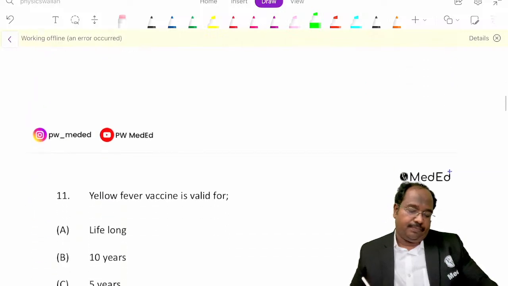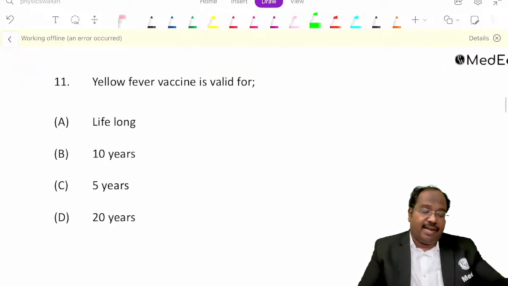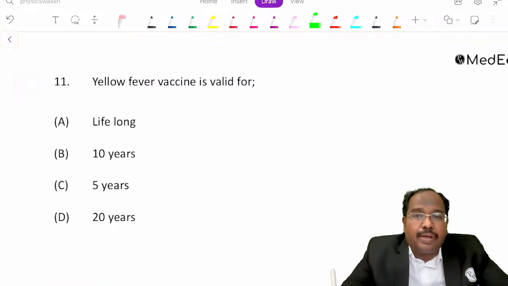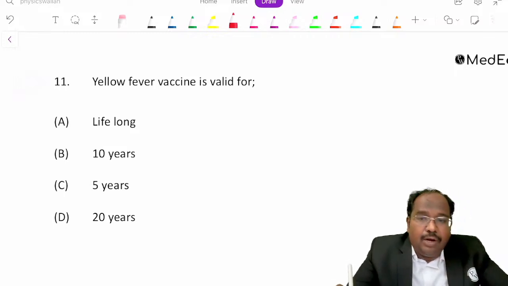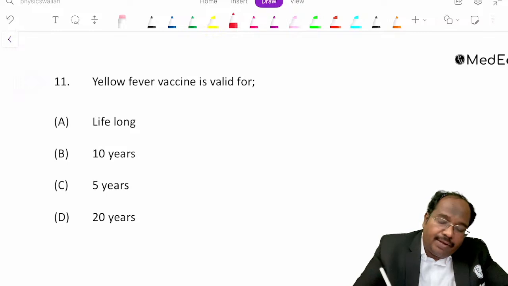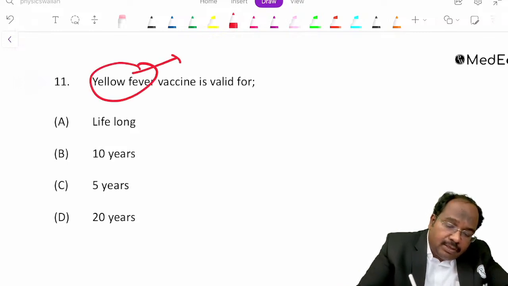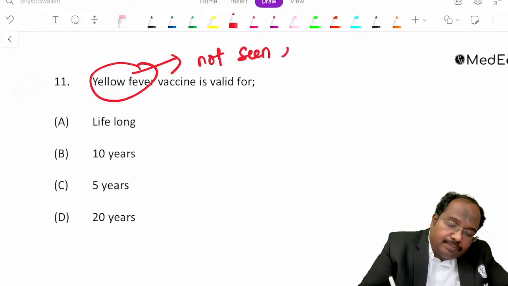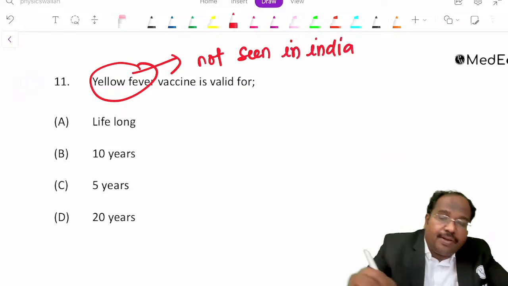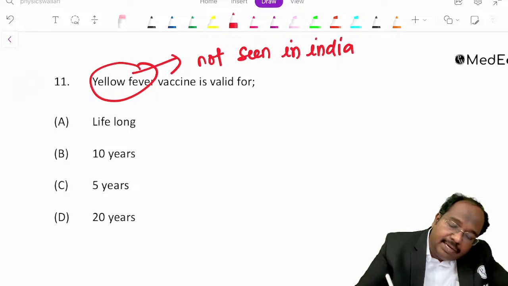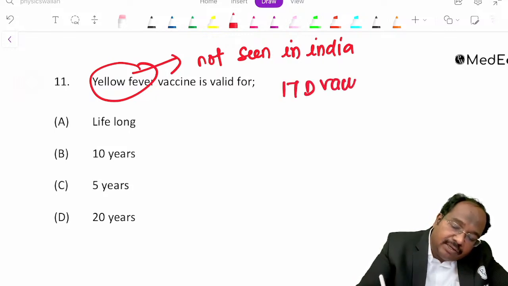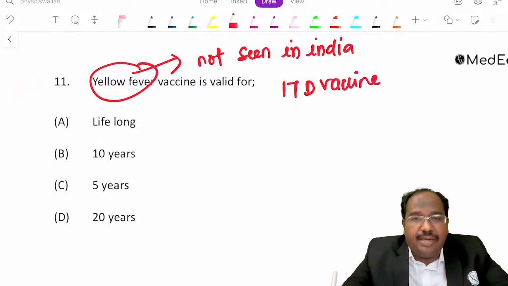Next question. Yellow fever vaccine is valid for. Yellow fever, remember this. The disease is not seen in India. Yellow fever is mostly seen in South America and Central Africa, guys. So anybody coming from South America or Central Africa has to take the vaccine. This year it was also asked in the NEET exam. We have the 17D vaccine.